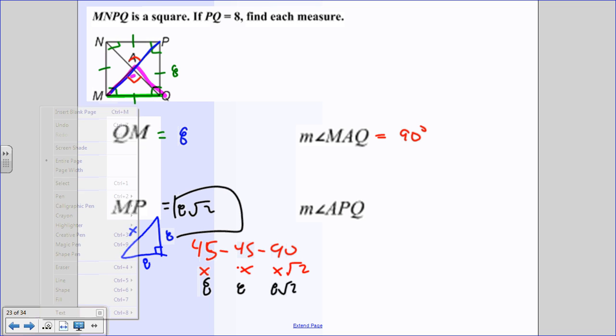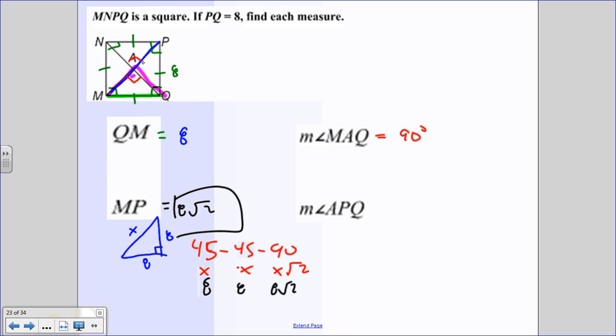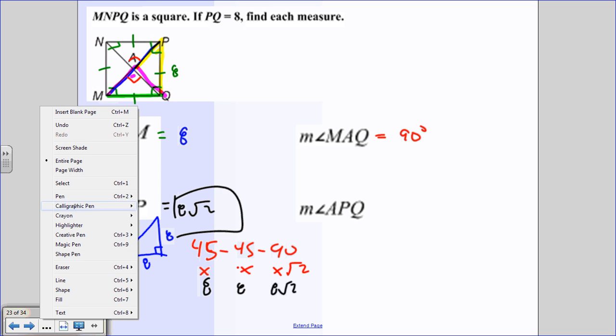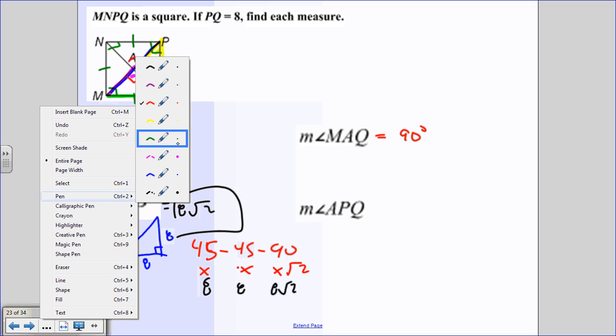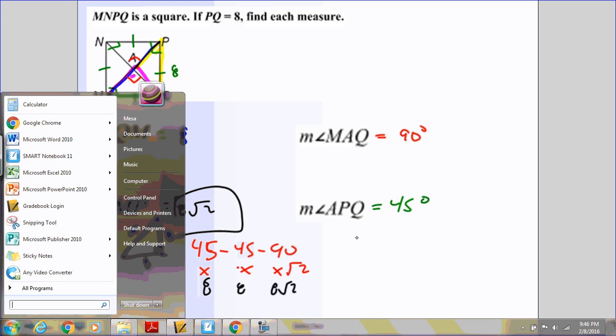And last but not least, we're looking for APQ. If I trace it, there's APQ. So it's this angle down in this corner. Again, since the diagonals are angle bisectors, it is cutting that 90-degree angle in half, so we're looking at half of 90 degrees in APQ, so we're looking at 45 degrees. And this concludes your notes for the day.